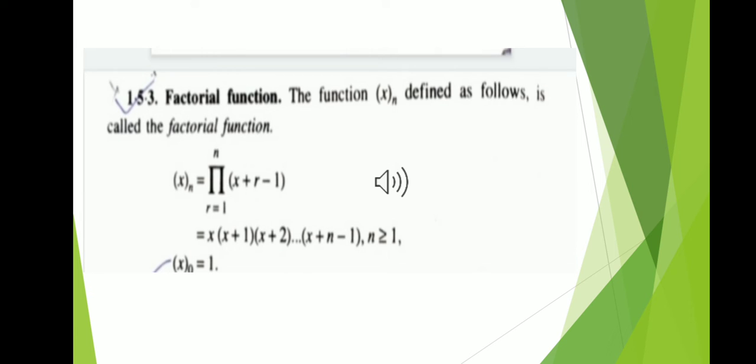Factorial function: the function x^n defined as follows is called factorial function.